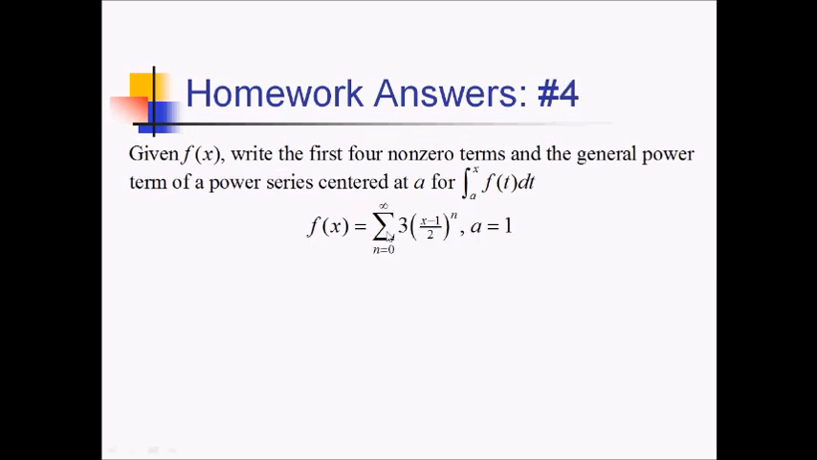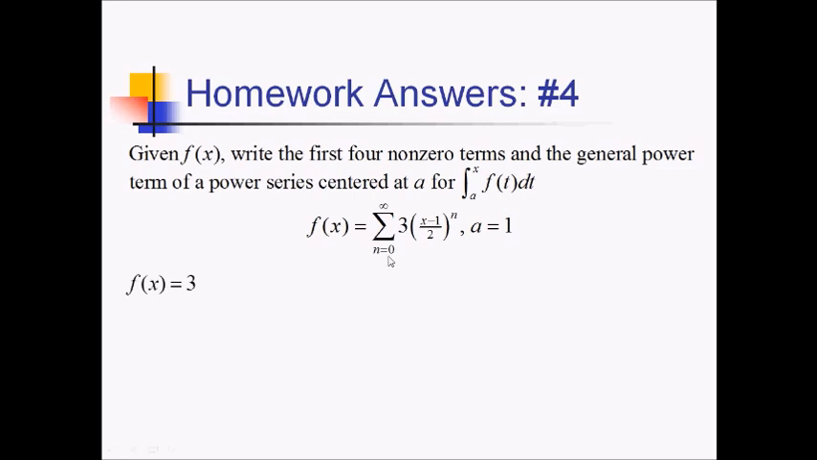For number 4, we're given this function, and we want to write the first 4 non-zero terms in power series form of basically the integral of this stuff here. So let's go ahead and write out the original function, and then we'll integrate it. So let's see here. First term, we've got 3 times all of this stuff to the 0 power. That's a first term of 3.